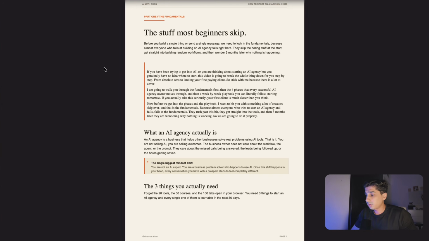They rush the beginning phase, which is also a pretty boring phase, right? And get straight into building automations, learning so many different tools, and just consuming all of the new trends that are happening, which is by far the worst thing you can do if you're actually trying to make a career out of leveraging AI tools to build a business, right? So we are going to do this properly.